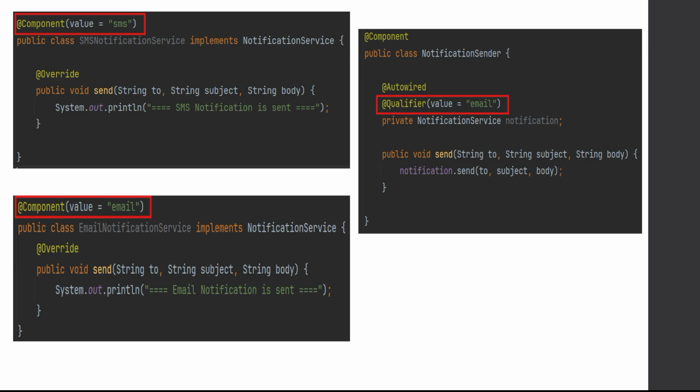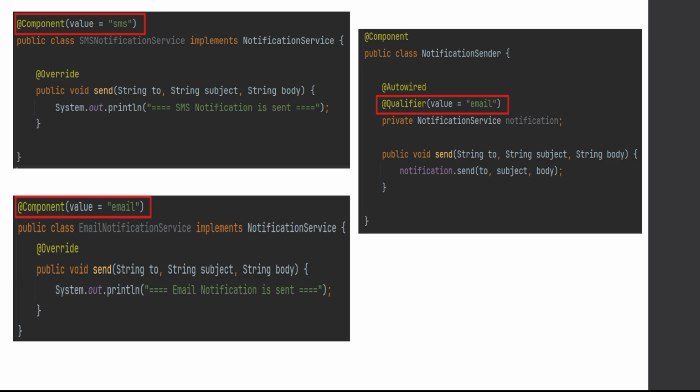In the NotificationSender class, on the NotificationService dependency, I have applied the @Qualifier annotation, and in the @Qualifier annotation, I have specified the name of the bean which I want to inject. So in this case, I want to inject the EmailNotificationService bean in the NotificationSender class.